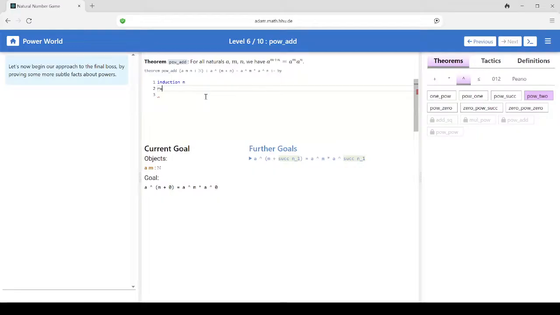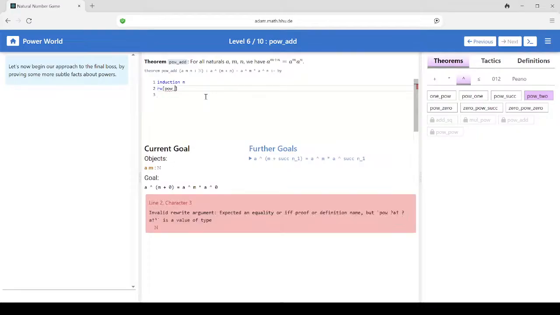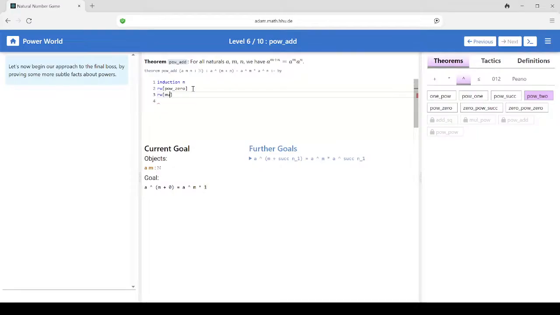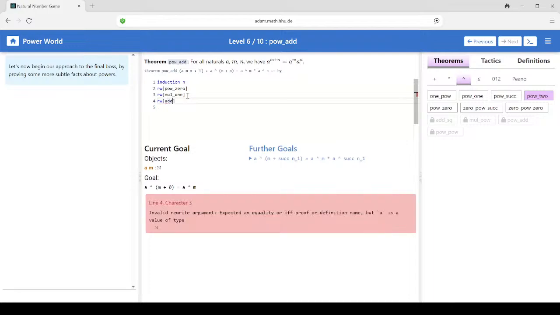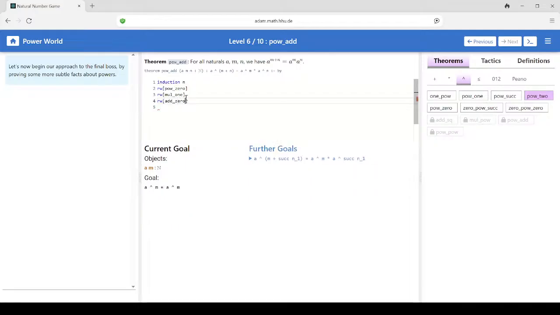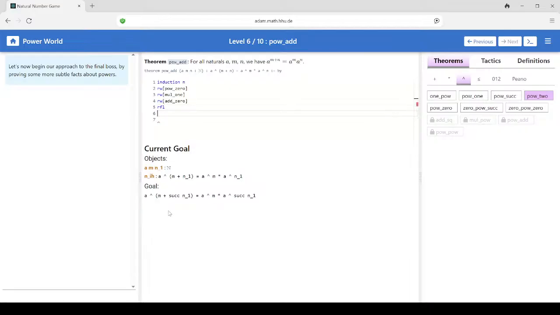What do we say? We say rewrite pow 0, rewrite multiplied by 1, rewrite add 1, nope, add 0. And reflect. And now we have to solve the case in which this is a successor.